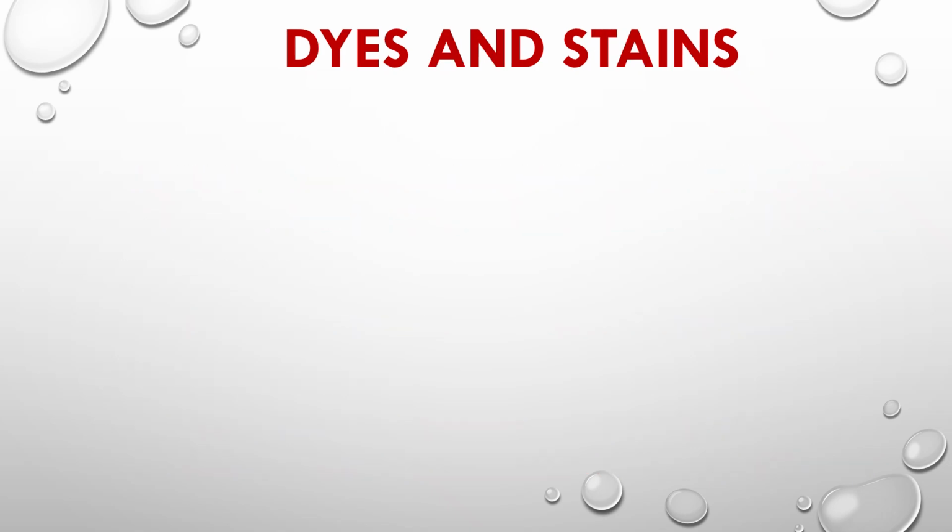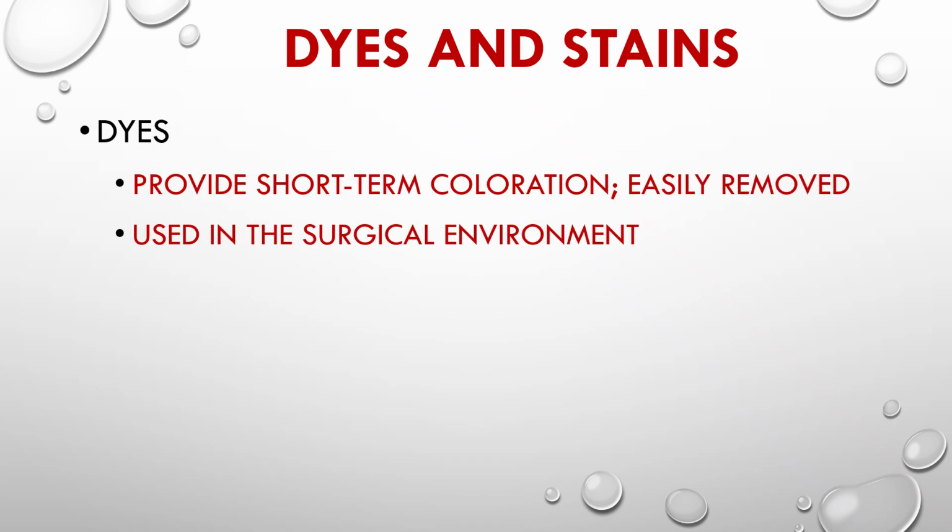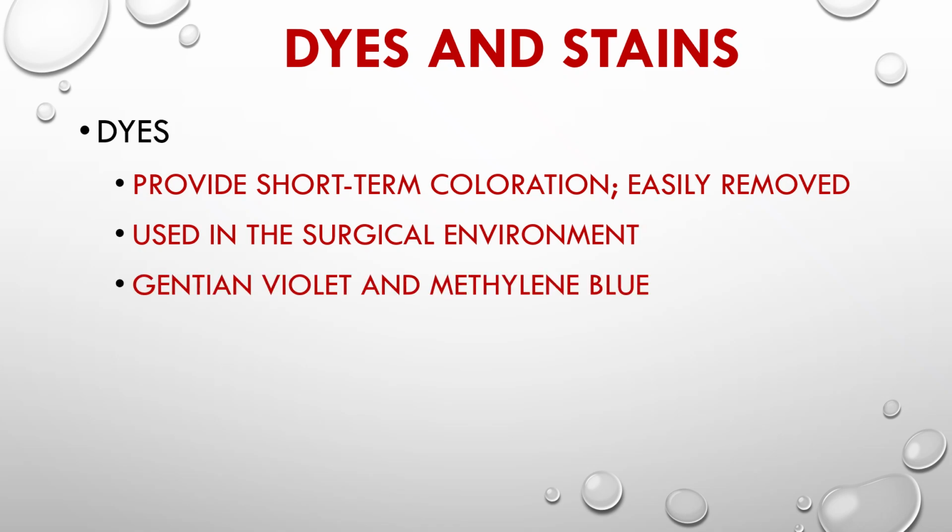All right, so some dyes and stains. Now we're back to our diagnostic uses of these things. So a couple different uses. A dye is going to be short-term coloration that's easily removed. Especially in the surgical environment, you know, putting a mark around where the incision is going to be, or if there's something in particular that needs to be highlighted. Essentially it's drawing on the patient, but then that washes away over time. So gentian violet and methylene blue are the two most common.